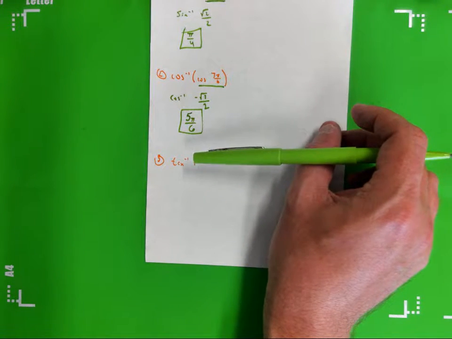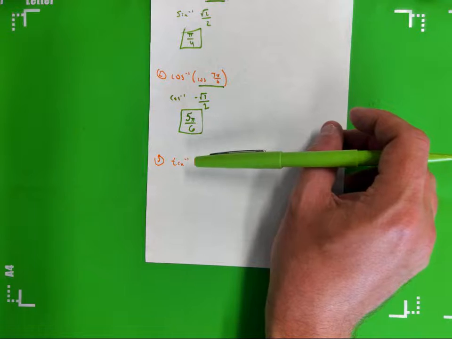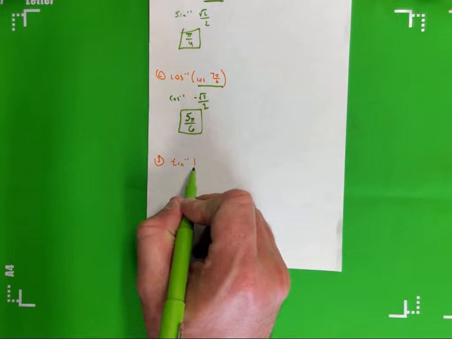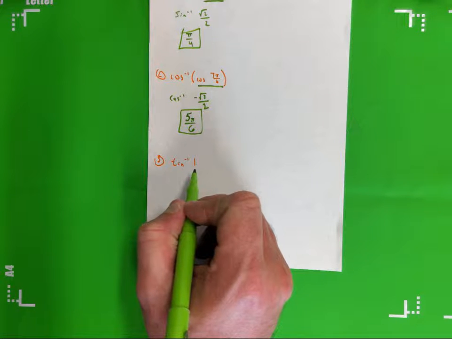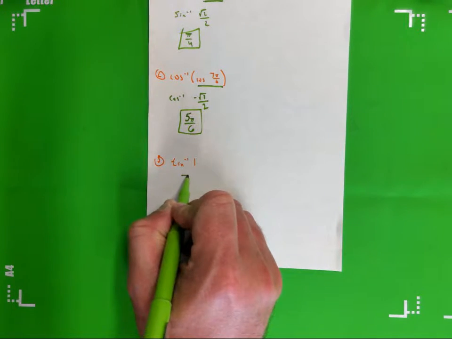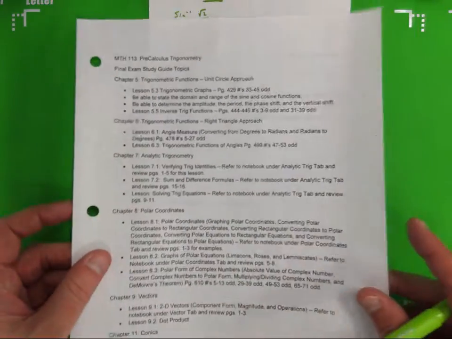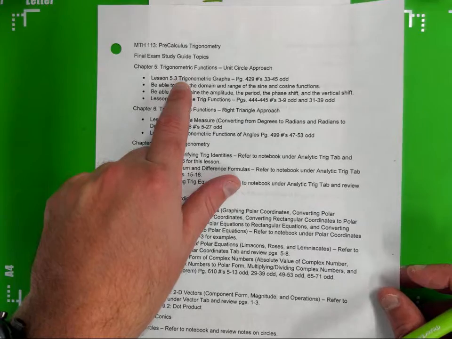Oh, Lord. Come on, y'all. What is it? Pi over what? Pi over 4. The tangent's positive, so what quadrant would that be in? Quad 1. So what is it? Very good.